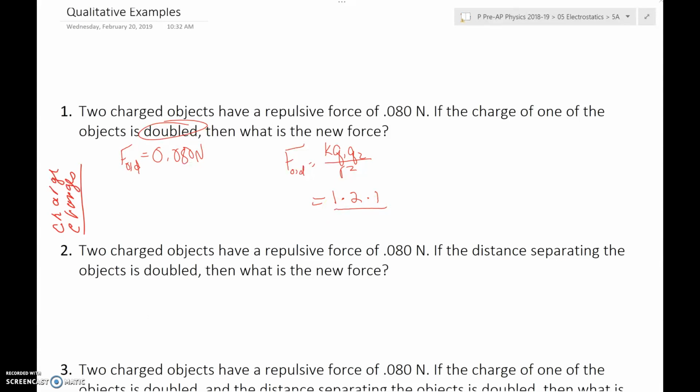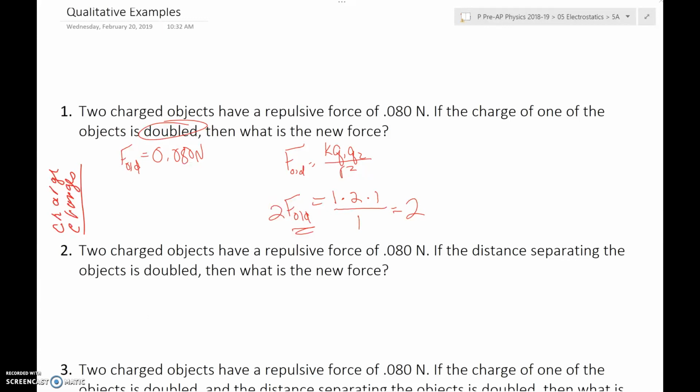Now the next one is the separation distance. Does it mention the separation distance? That answer is no. So if they don't mention it, it gets a 1. So what does this become? 2. So to keep this a true statement, what do I have to do to the old force? The exact same thing that happens on the right-hand side. I have to double it.